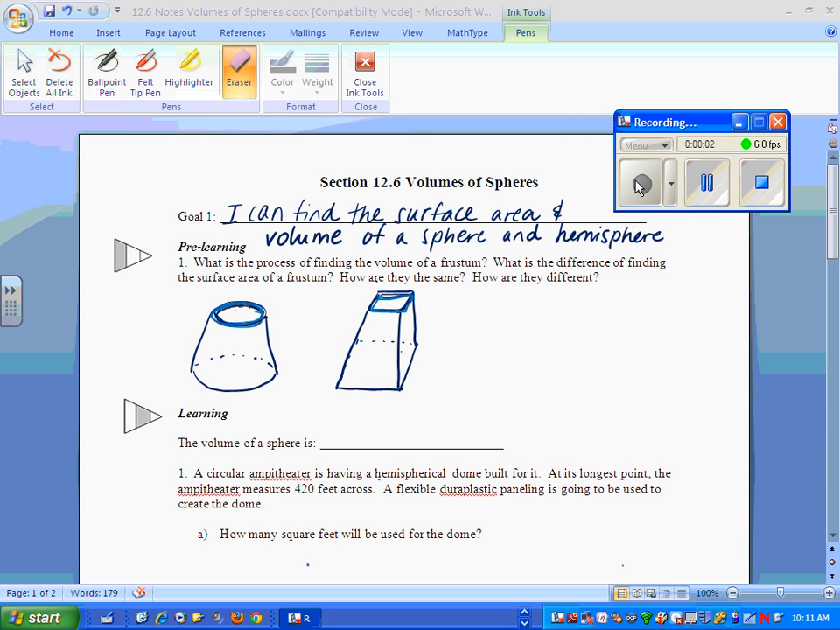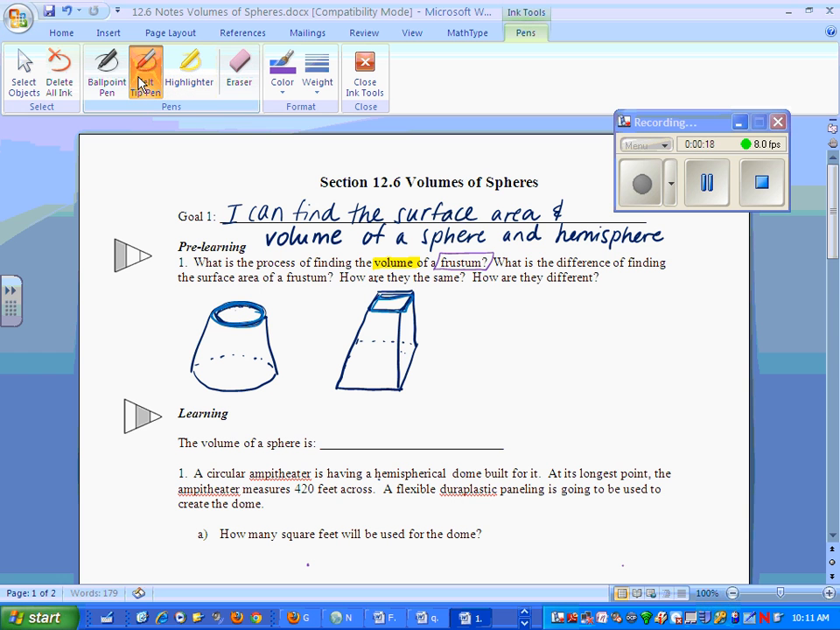Alrighty, for our last section, 12.6, we have volume of spheres. Our goal is to find the surface area and volume of spheres and hemispheres. We actually started surface area, but we're just going to practice it a little bit more. Before we get started on that, let's talk about frustums again. We want to find the volume of them and the surface area.